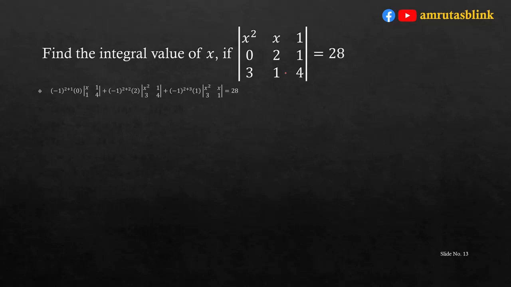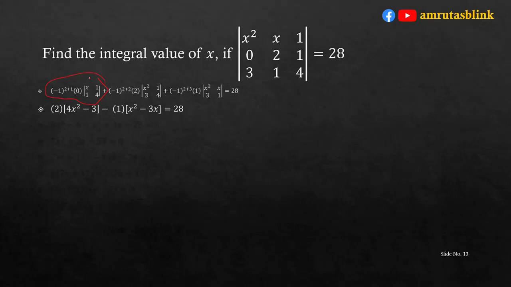Now, second row second element. So, plus minus 1 raised to 2 plus 2 into determinant x square, x square, 1, 3 and 4, plus second row third element is 1, hence plus minus 1 raised to 2 plus 3 into 1 into determinant x square, x, 3 and 1 is equal to 28. Now, in this expression we need to multiply by 0, so we can directly cancel out this part of the expression as it is equal to 0.